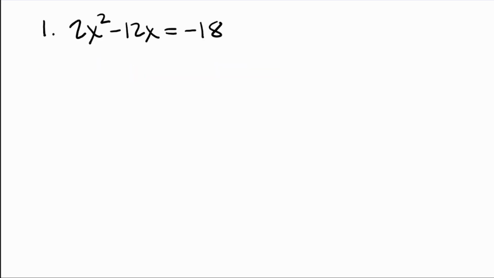So the first one is 2x squared minus 12x equals negative 18. Always the first step for these is going to be set the thing equal to 0. So I'm going to add 18 to both sides, and I'd have 2x squared minus 12x plus 18 equals 0.